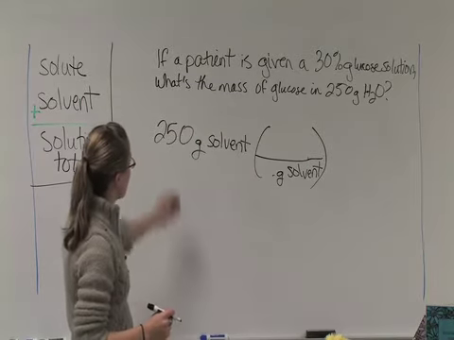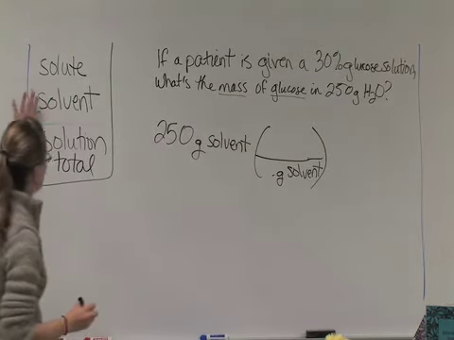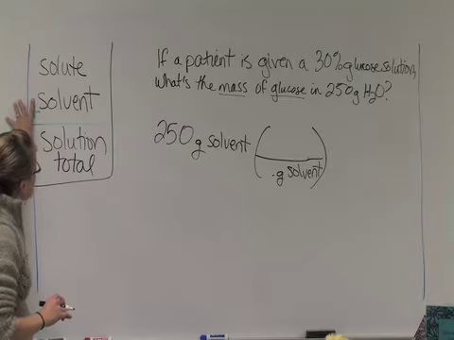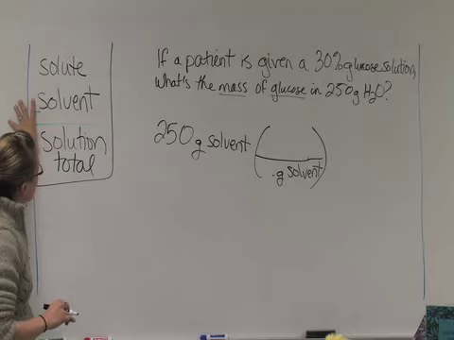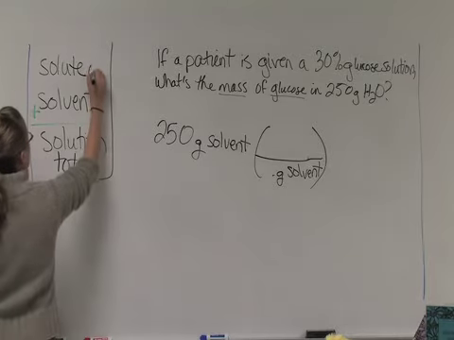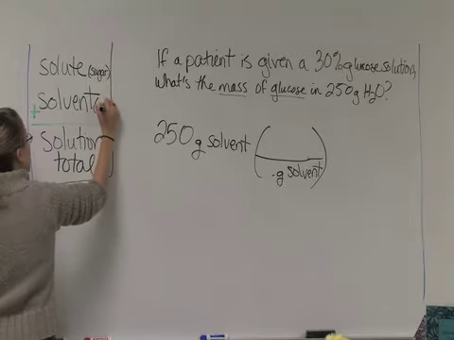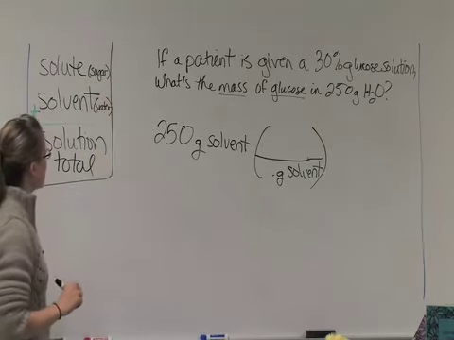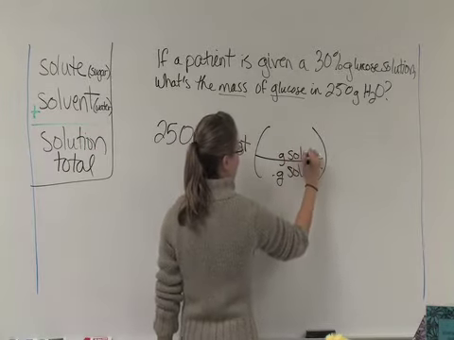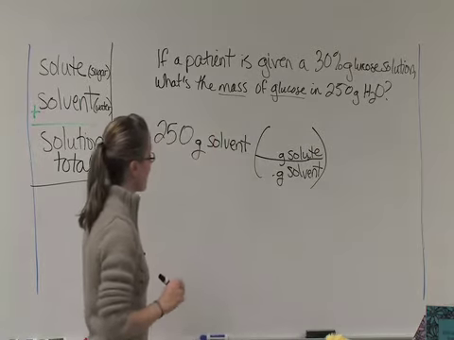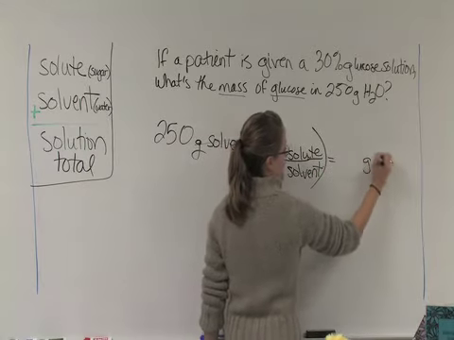And the question is asking, what is the mass of glucose? So which SOL word is just the glucose? That would be the grams of solute. Grams of solvent cancel, so we're left with grams of solute.